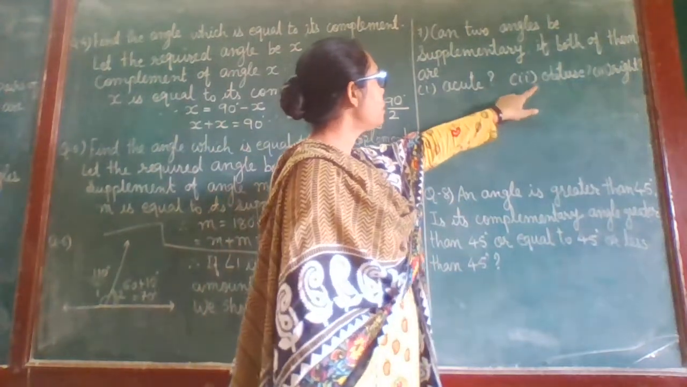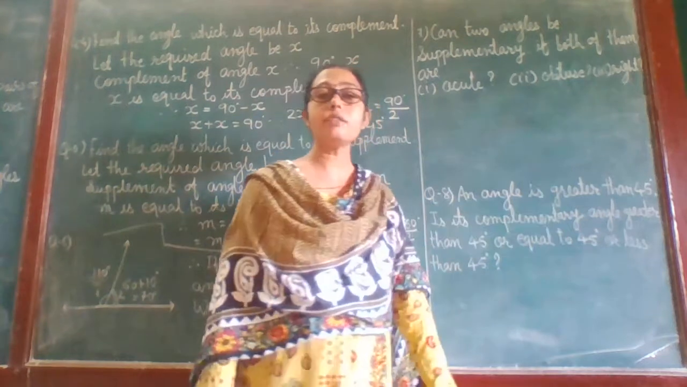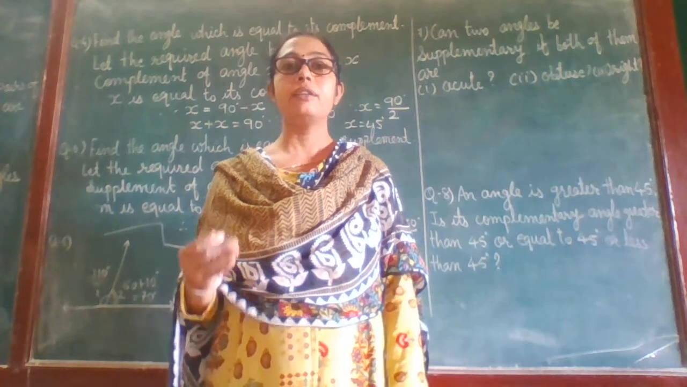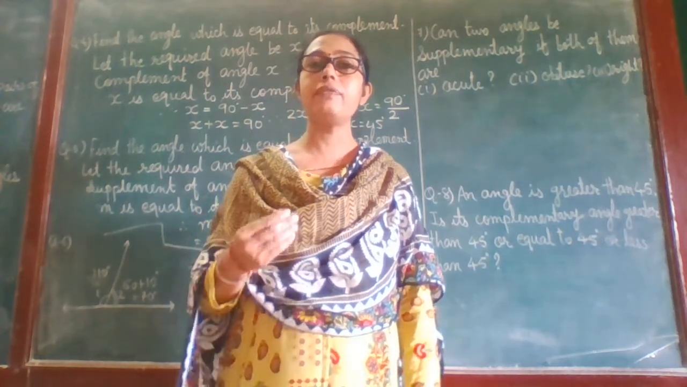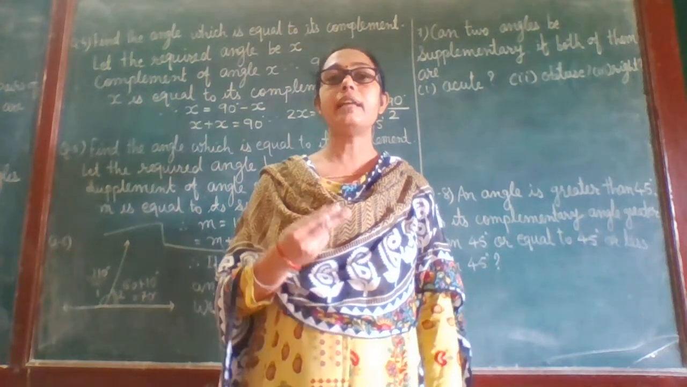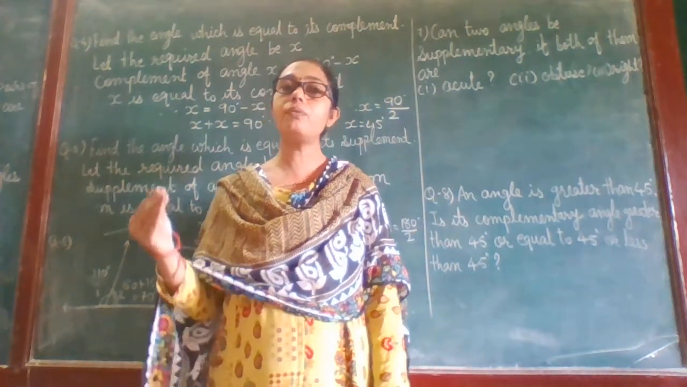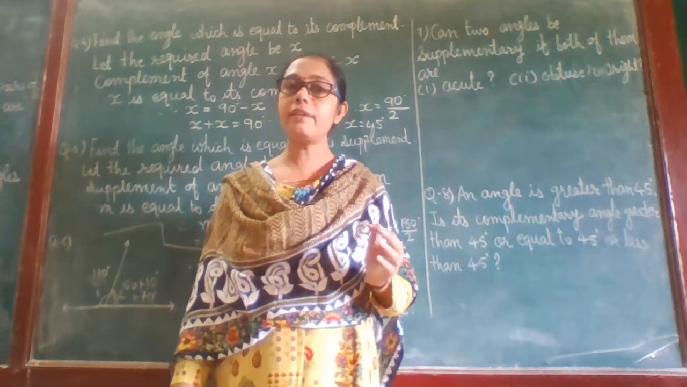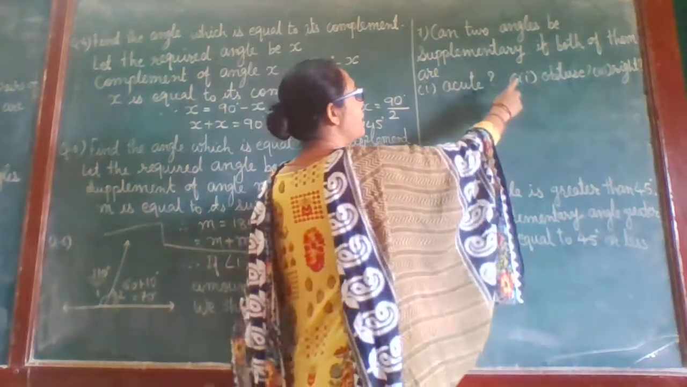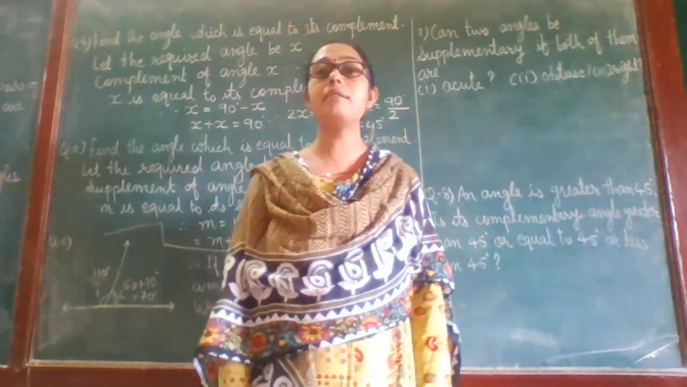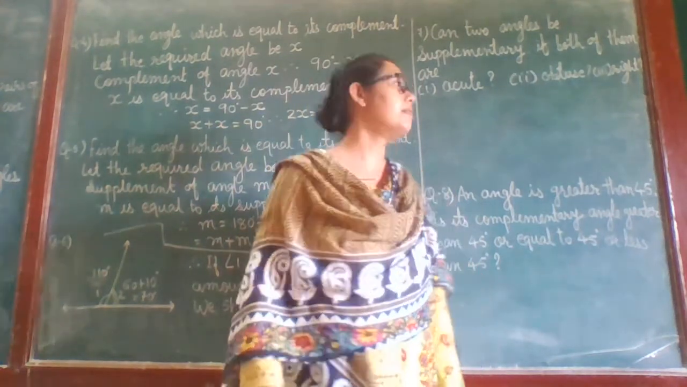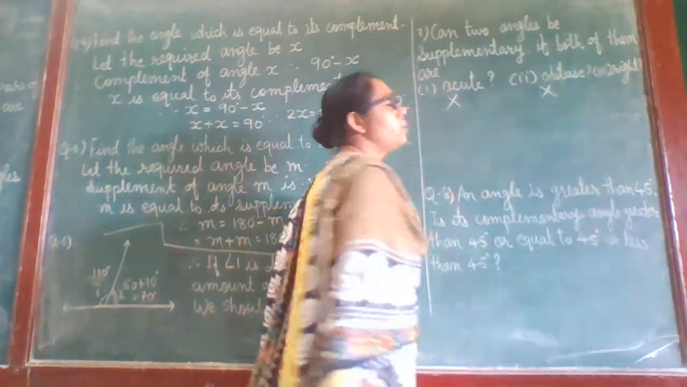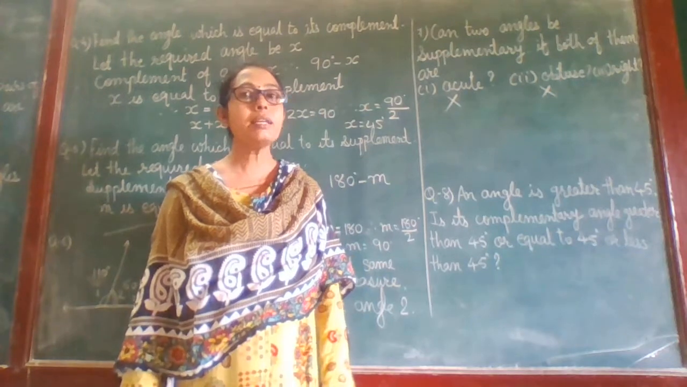Now, can two obtuse angles be supplementary angles? Obtuse angles means measure greater than 90 degree. So if we add two obtuse angles, their sum is greater than 180 degree, and in supplementary angles the sum must be 180 degree. So we can say that two obtuse angles cannot be supplementary angles. So two acute angles cannot be supplementary, two obtuse angles also cannot be supplementary.